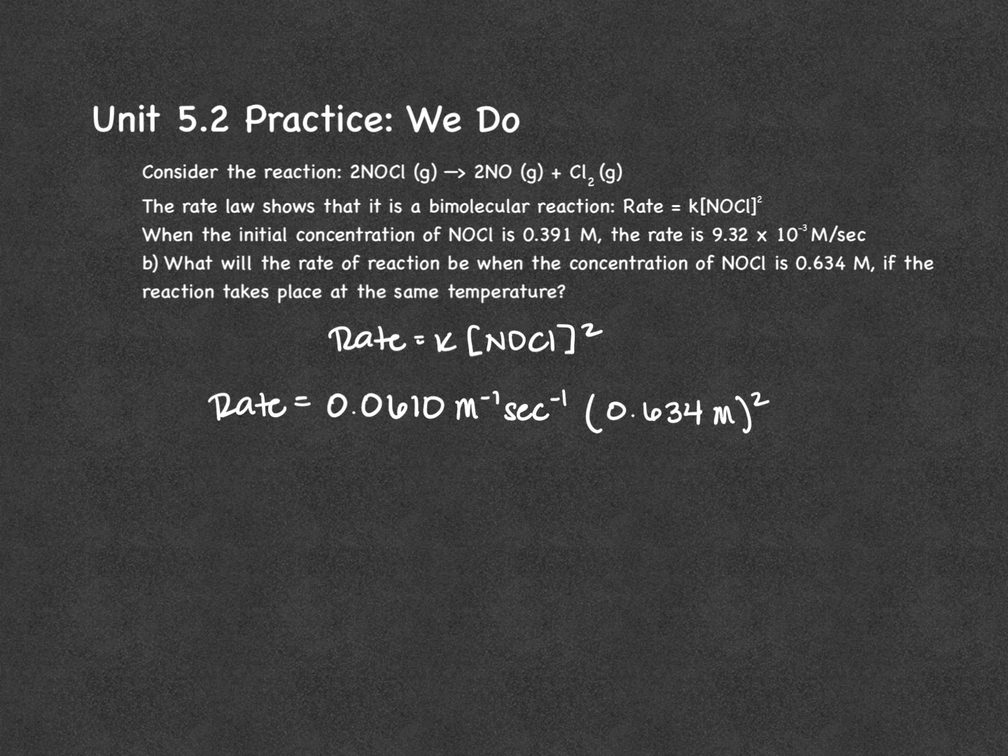So before we do any calculations, let's once again clean up those units. So my molarity to the negative 1 is actually going to cancel out my molarity squared. So I'm just going to be left with 1 molar on my 0.634. So now when we do our math, we're going to take 0.634 and square it, and then multiply that by 0.0610. So our final numerical value is going to be 0.0245. So our rate is going to be equal to 0.0245.